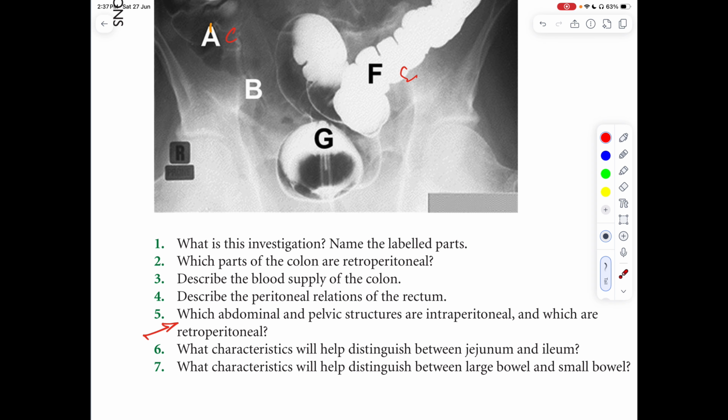What abdominal and pelvic structures are intraperitoneal and what are retroperitoneal? Stomach, first part of the duodenum are intraperitoneal. Retroperitoneal: kidneys, ureter, suprarenal gland, ascending and descending colon, second, third and fourth parts of the duodenum, vena cava, aorta, lymph nodes, bladder, vagina. Intraperitoneal are stomach, jejunum, ileum, transverse and sigmoid colon, tail of the pancreas, appendix, cecum. Gallbladder, uterus, ovaries are also intraperitoneal.